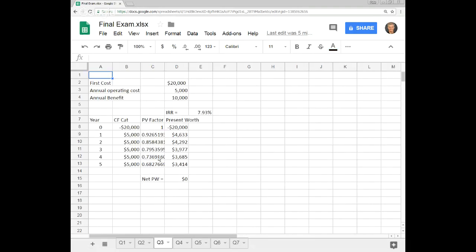Question 3 says a company is planning to add a new diagnostic machine that will cost $20,000 and require annual maintenance expenses of $5,000. It's expected to last 5 years as well. If the net cash flow the company receives is $10,000 higher each year while operating this machine, what's the IRR?